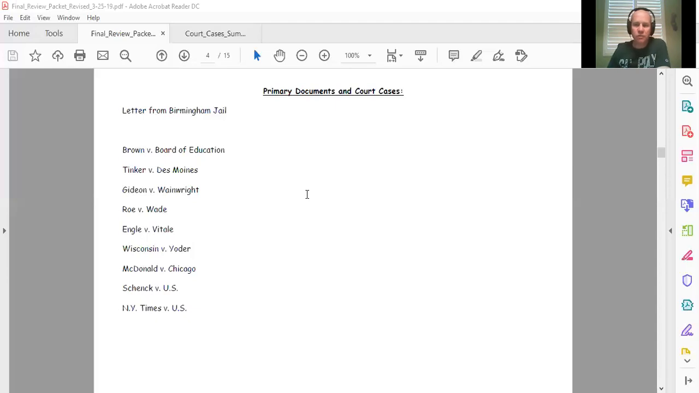Now remember, Gideon was wrong. The state of Florida did have the right to put somebody in jail without an attorney because the Sixth Amendment had not been incorporated yet. The right to counsel in the Sixth Amendment only applied to who? To the federal government, right? In Gideon versus Wainwright, they incorporated the Sixth Amendment right to counsel to the states.